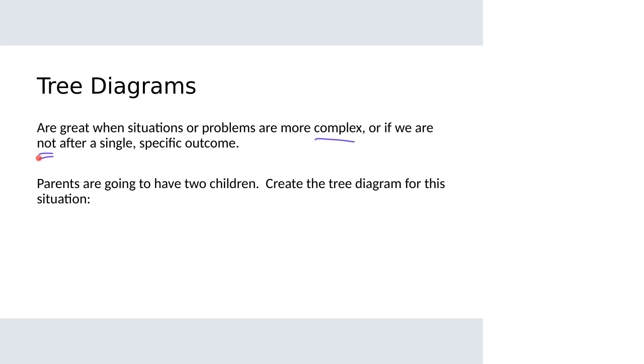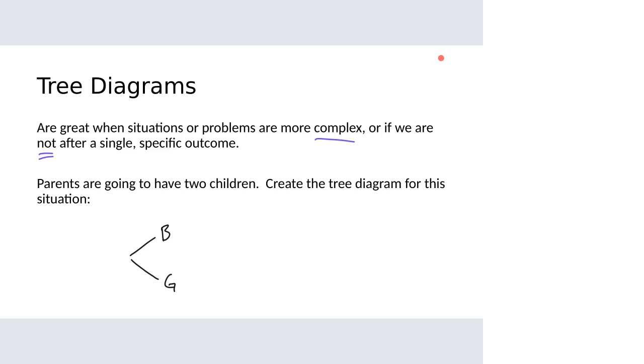So parents are going to have two children. Create the tree diagram for this situation. For right now, we're just looking at what is a tree diagram and how do you make one. These parents are going to have a first child, and that child's either going to be a boy or a girl. When we make a tree diagram, we start out with nothing because nothing has happened yet. Then that first child's born, it's either a boy or a girl, and there we go.